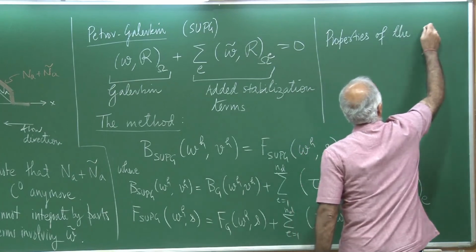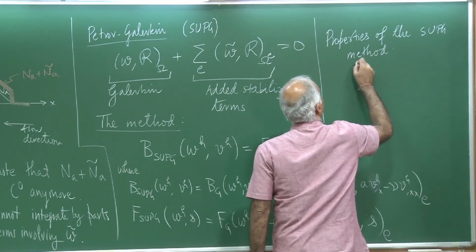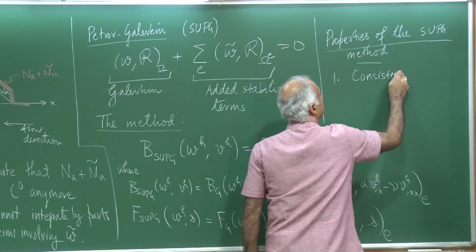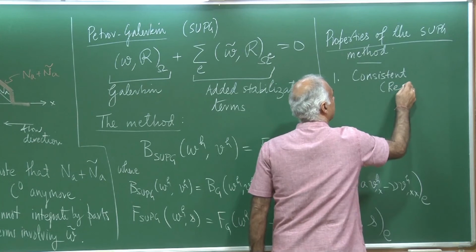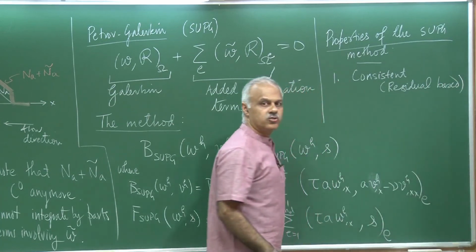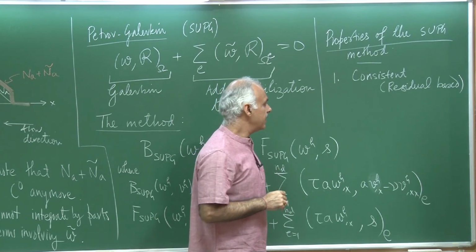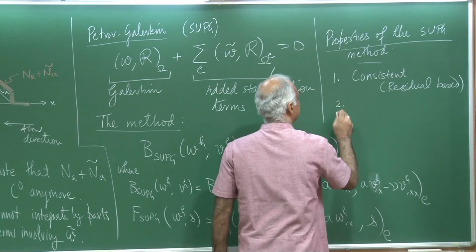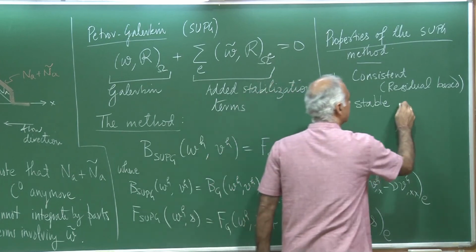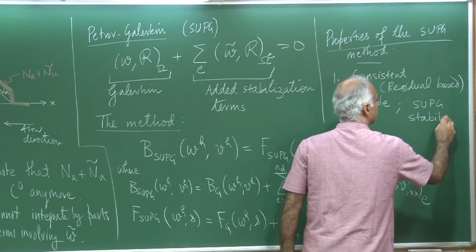So, some of the properties of the SUPG method. So, first, it is still a consistent method because it is residual based. So, if we put in the exact solution, the formulation admits that. Okay. So, that is good, it is a consistent method. The second is we can actually show that now it is stable. So, the SUPG terms provide us the stabilization.